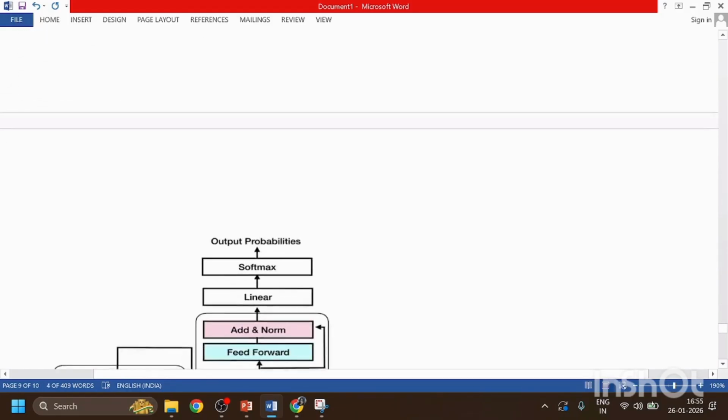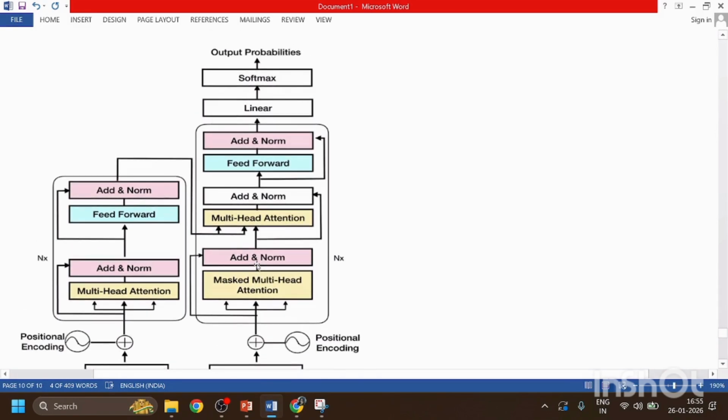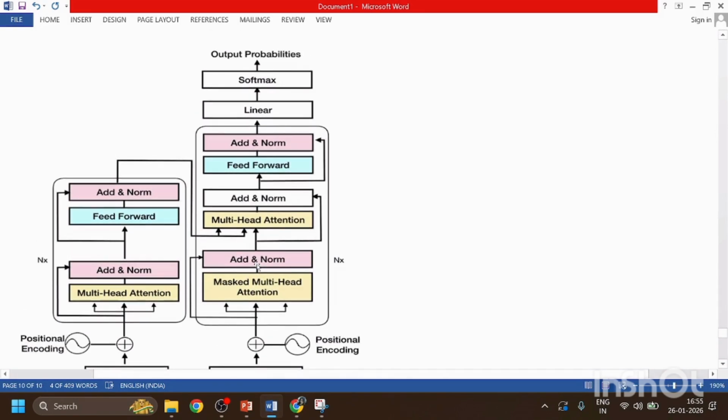Text generation is autoregressive, so that means the next word is predicted using only previous words. If the model could see the future, it would already know the answer. That would break the learning completely. So that's why masking is necessary.